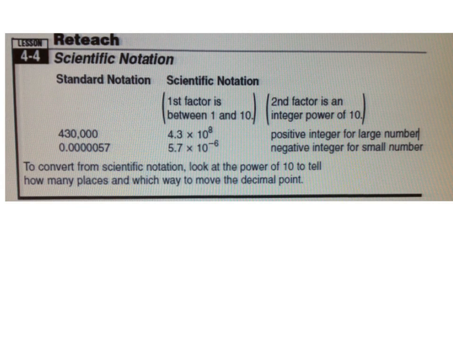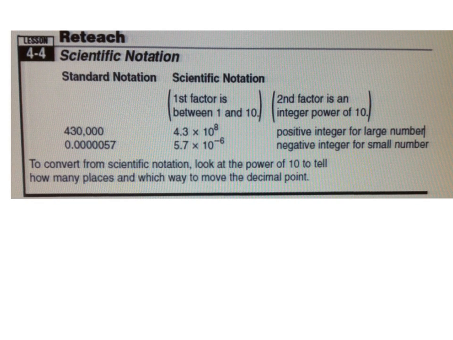All right, before we start, I need to point out a typo on your worksheet. This number here, whoops, sorry about that. This number right there should be 430 million. You need to add some more zeros on there.